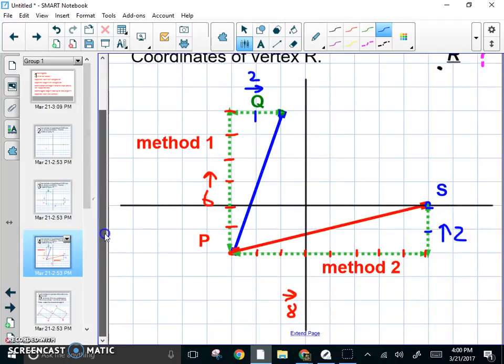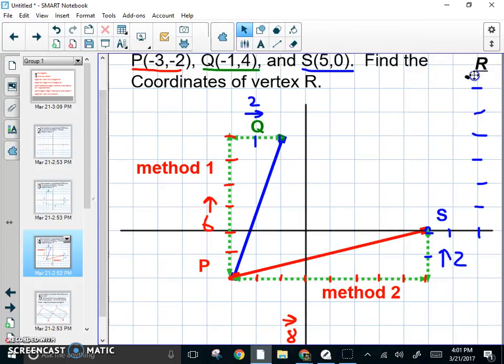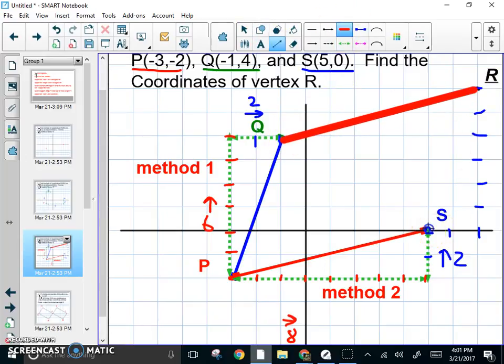So whichever method you choose to use, we can use this one here. We start from S, and we count 2 to the right, and we count 6 up. And our mystery R should be going right here, which, if we connected these lines now, would create a parallelogram.